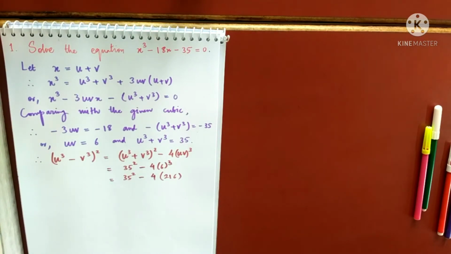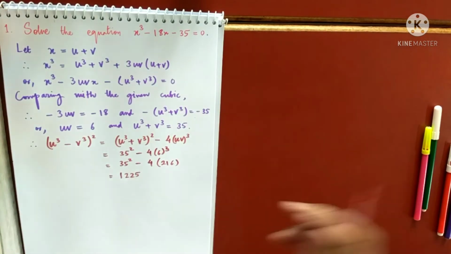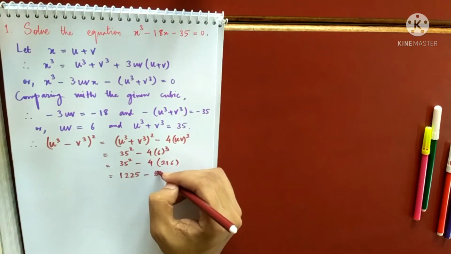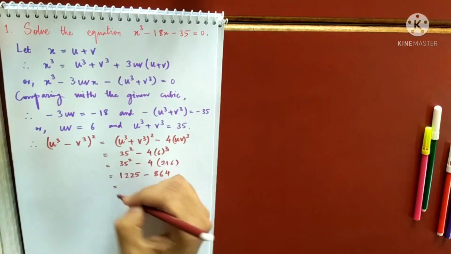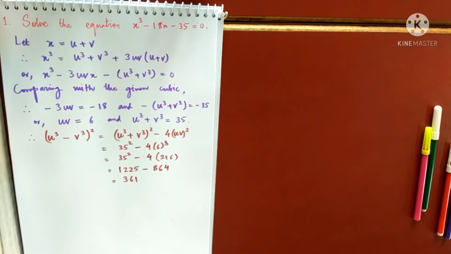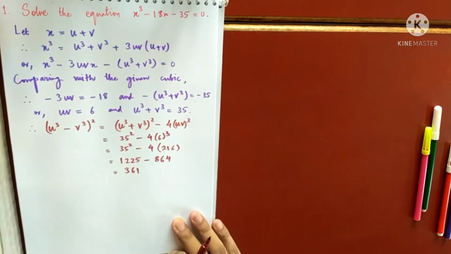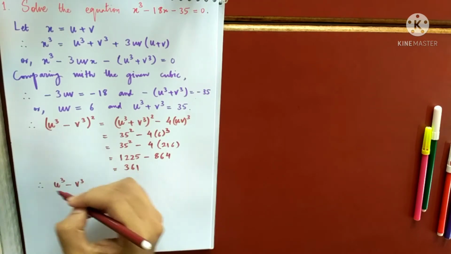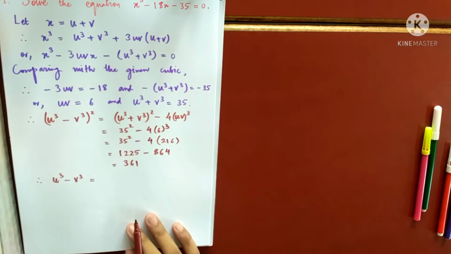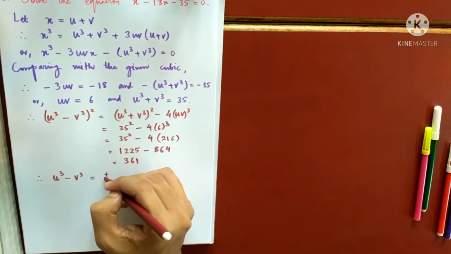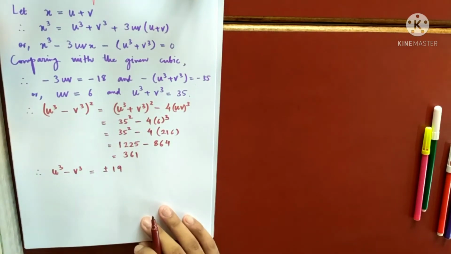Okay, so we have to compute this. 35 square is 1225 and this will become 864. Please subtract this. After subtracting, we get 361. So this will become root over 361, and that is 19, correct. So plus or minus 19. Root 361 is plus or minus 19.